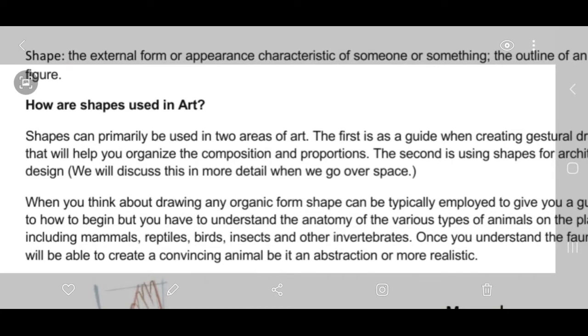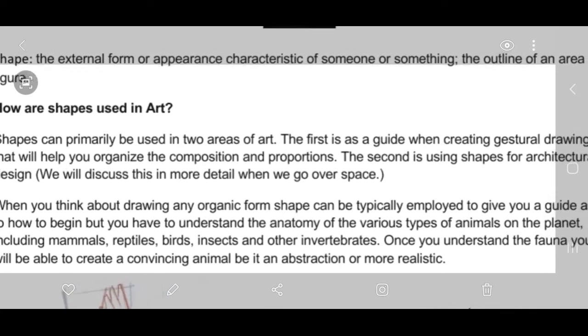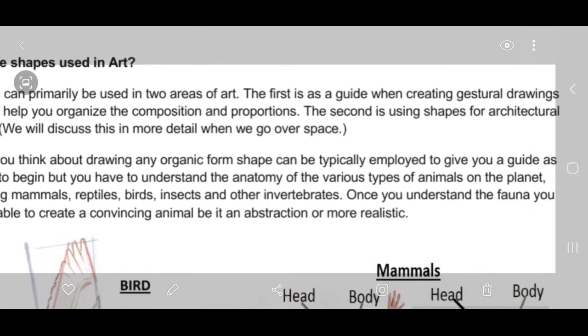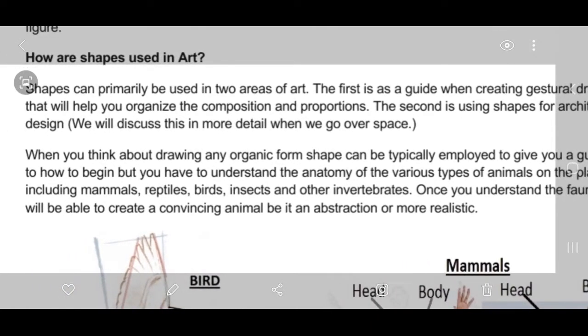Shapes can primarily be used in two areas of art. The first is as a guide when creating gestural drawings that will help you organize the composition and proportions. The second is using shapes for architectural design. We will discuss this in more detail when we go over space.